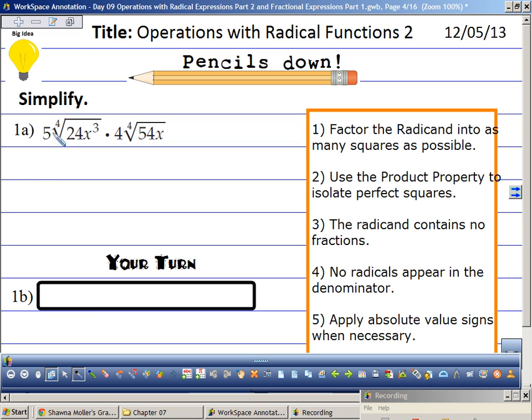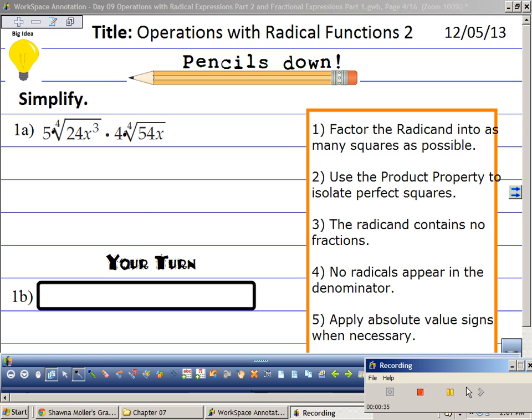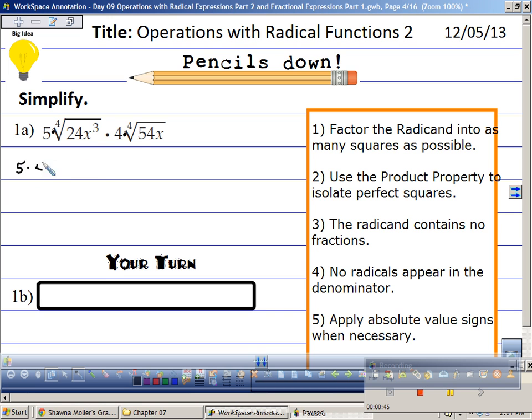So 5. This is all saying 5 times this radical, right? And this is saying times 4 times this radical. Well, good thing that multiplication is commutative, correct? So I could say 5 times 4 times this 4th root. They both have 4th roots.